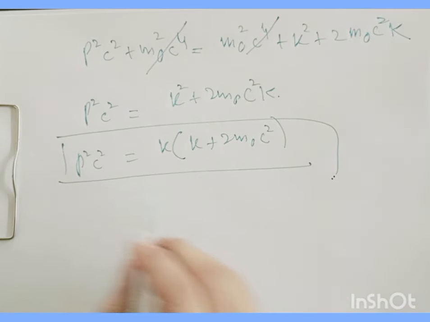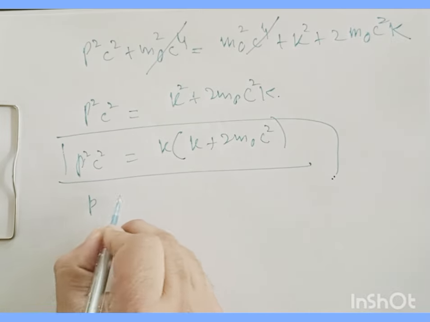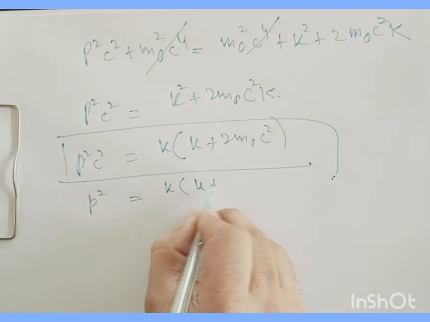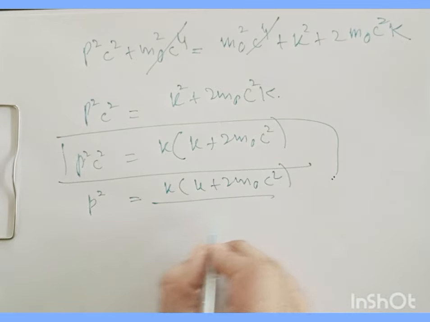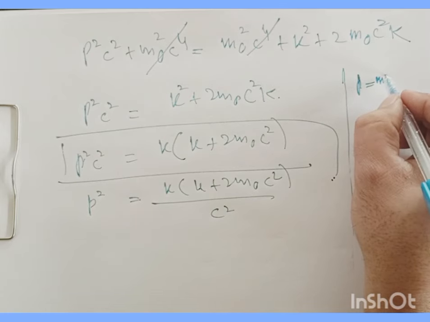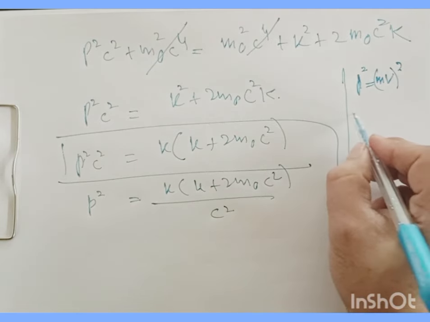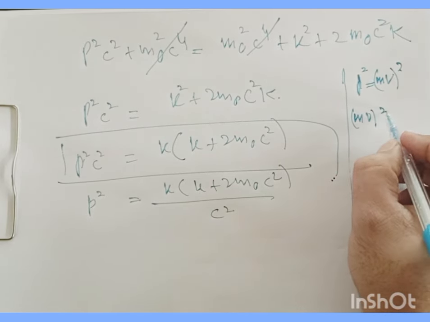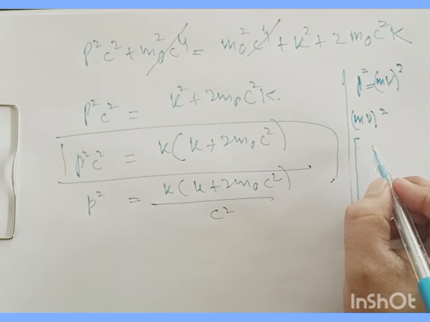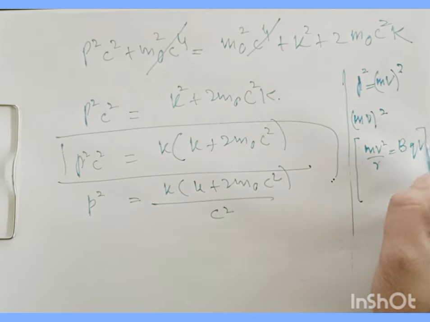All right. So now immediately we can bring this c squared down. So we will have p squared equals K times K plus twice m naught c squared, by c squared. Now for p, what we have, p is simply mv. And for p squared, I will have mv whole squared. So for this mv whole squared, we have the equation for centripetal force and magnetic force. What is that? That's mv squared by R is equal to BqV. This is the case, right?